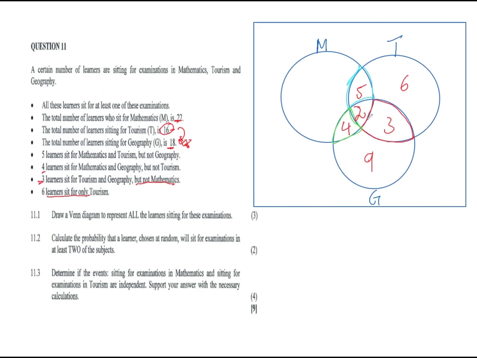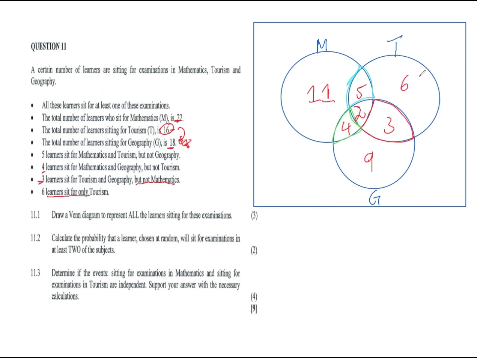So meaning all of this must make up 22. So 4 plus 2 is 6 plus 5, that's 11. Then to make up 22, that means I need to have 11 here as well, right? So, okay, all of this is now filled up. The Venn diagram is now filled in just like that.